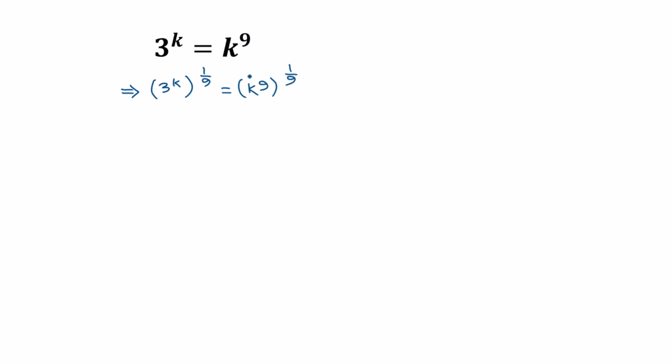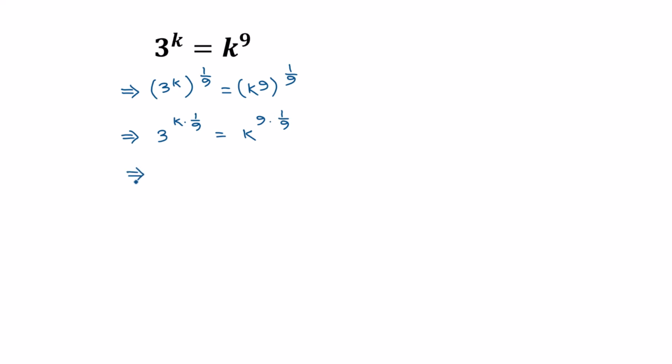We have taken both sides to the power of 1 over 9. Applying the exponential formula, a to the power m, whole to the power n, is equal to a to the power of m times n. So applying this, we can write 3 to the power k times 1 over 9, is equal to, similarly on the right side, we will get k to the power 9 times 1 over 9.